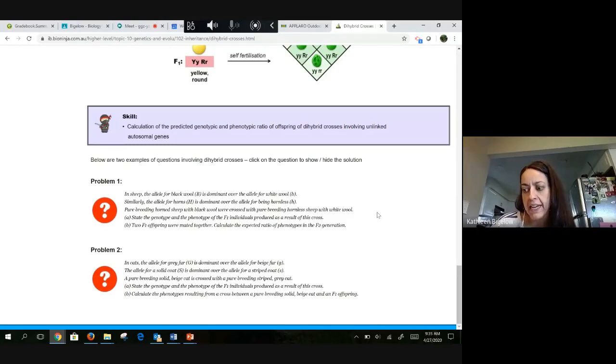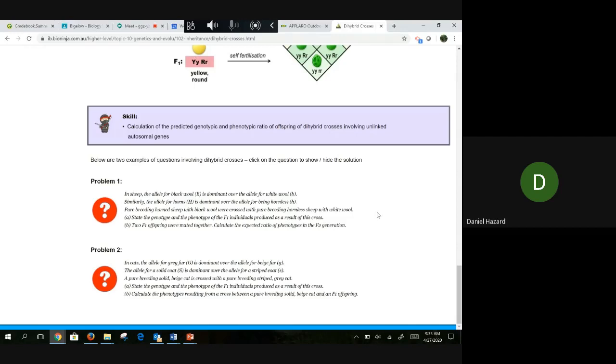So if you're mating 2 F1 offspring, right? So both heterozygous for each trait, figure out your gametes and do your cross and try to figure out the expected ratio of phenotypes. So just how they look.